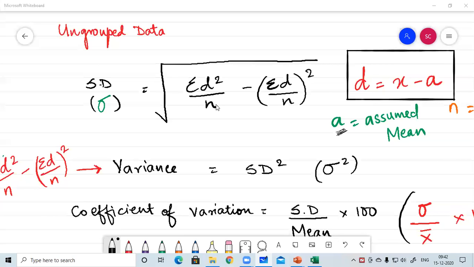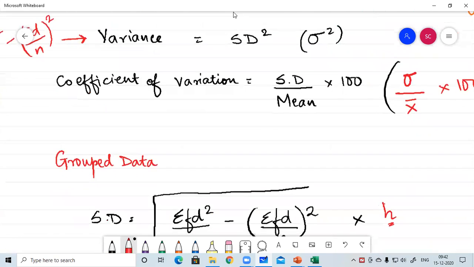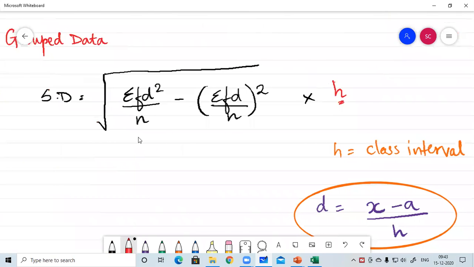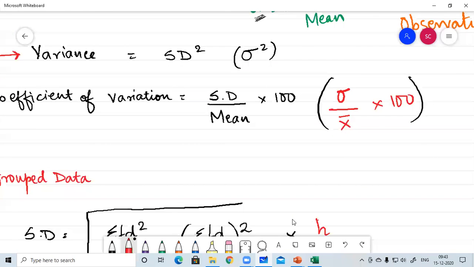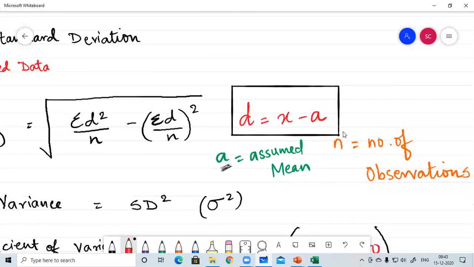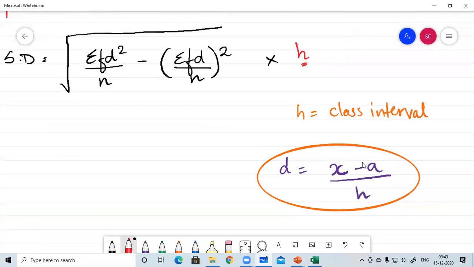Okay, so this is the formula. Now, when we say the formula for grouped data, the only change that happens to it, which is why I prefer this formula, is that the alphabet F comes before D. So that's the only change. The formula for group data is sigma fd square upon n minus sigma fd upon n the whole square, into h. Now h comes because of class interval. The deviation d in the previous one was x minus a, but when it's grouped data, it is x minus a upon h.